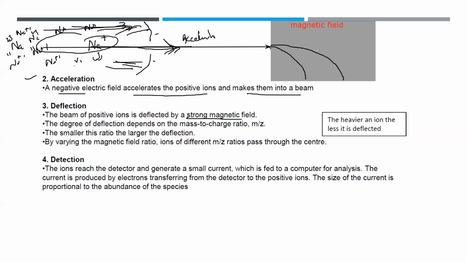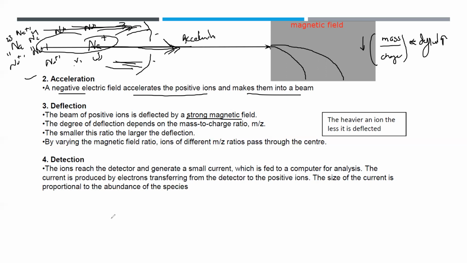Why will the two isotopes take different paths? Because the deflection depends on the mass to charge ratio. The one having a greater mass to charge ratio will have a small deflection, and the one having a smaller mass to charge ratio will have a greater deflection. So mass to charge ratio and deflection are inversely proportional.